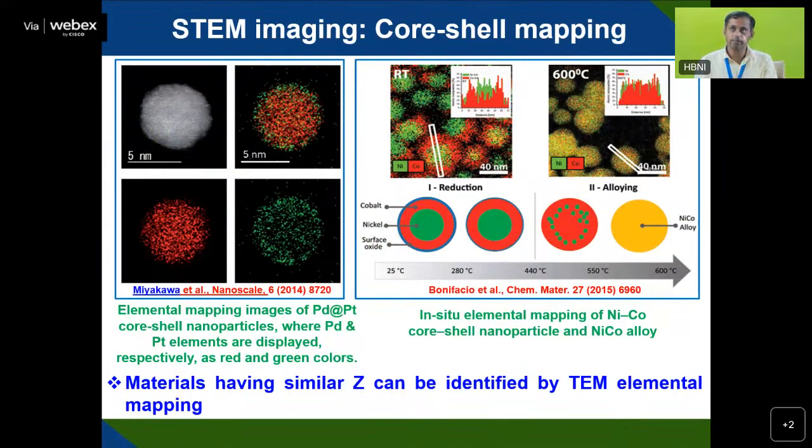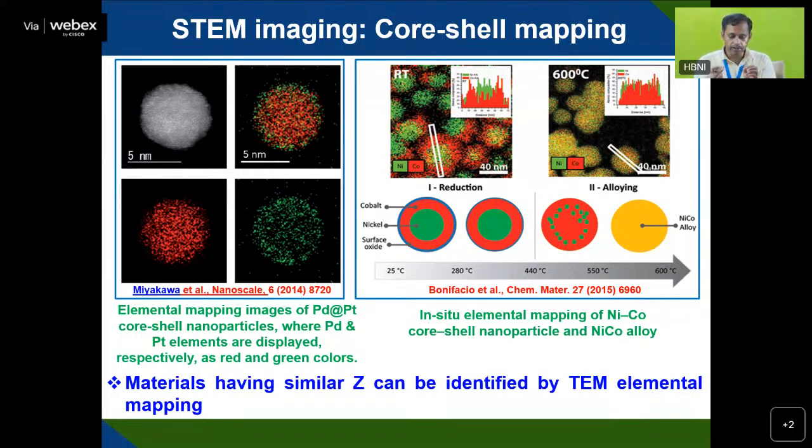And you have a core-shell image, where a different material like silica is coated on copper sulfide or on zinc oxide. Because of the contrast between zinc and silica, or Fe3O4 and silica, you are able to see the core-shell structure by mass thickness contrast. But if you have similar materials, for example, cobalt and nickel.